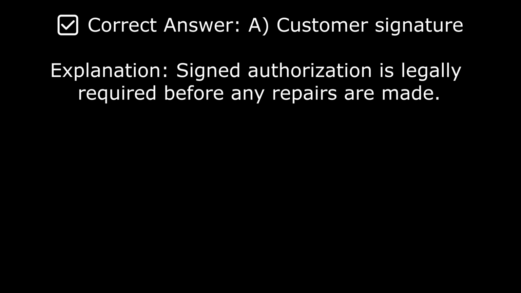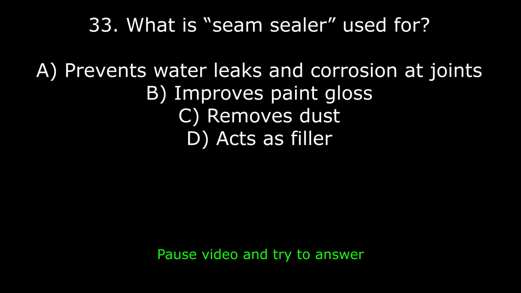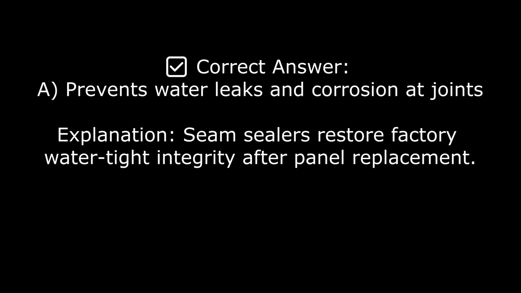33. What is seam sealer used for? A. Prevents water leaks and corrosion at joints. B. Improves paint gloss. C. Removes dust. D. Acts as filler. Correct answer: A. Prevents water leaks and corrosion at joints. Seam sealers restore factory watertight integrity after panel replacement.